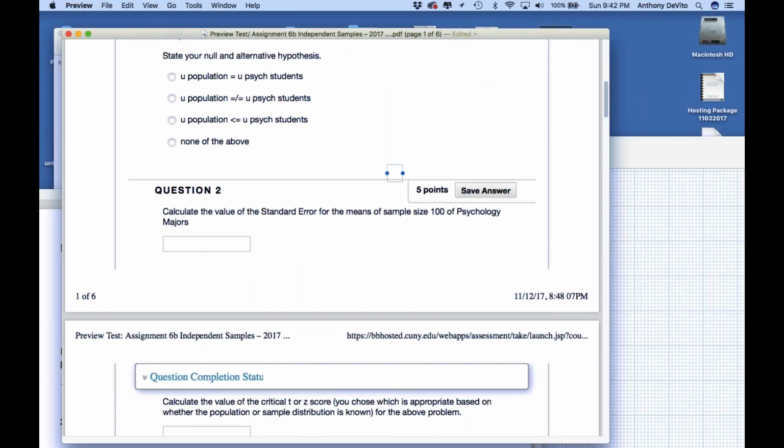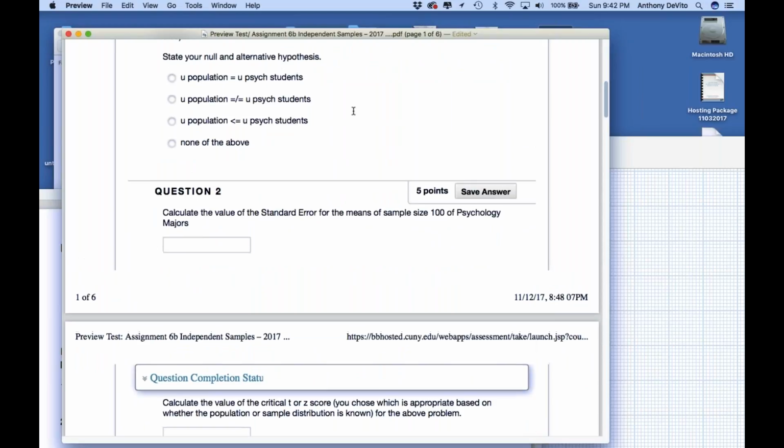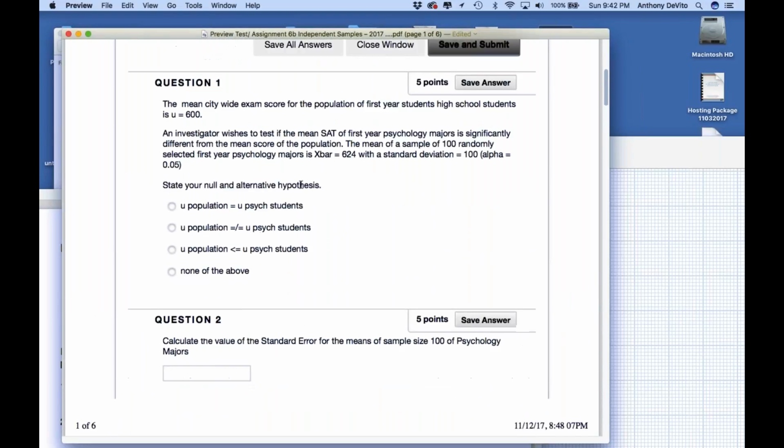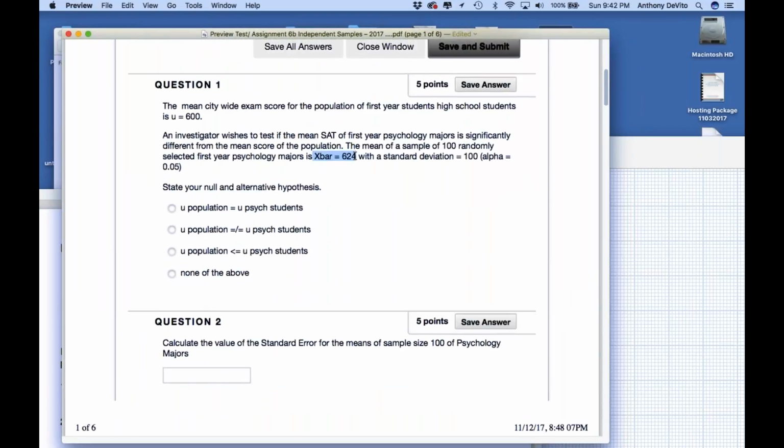Okay, so once we've established that, now we have to compare whether these two are equal or not. Well, this is a single sample hypothesis test, right? So we have a single sample, X bar, the mean, is 624. Our standard deviation for the sample is 100, right? Now we don't know the population standard deviation, so we typically would use the t-score.